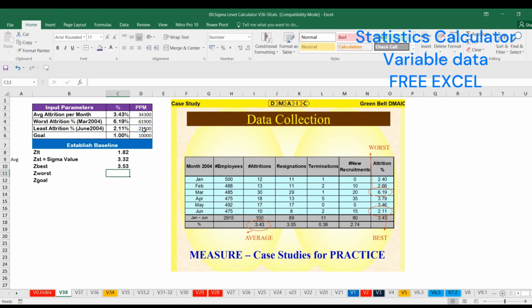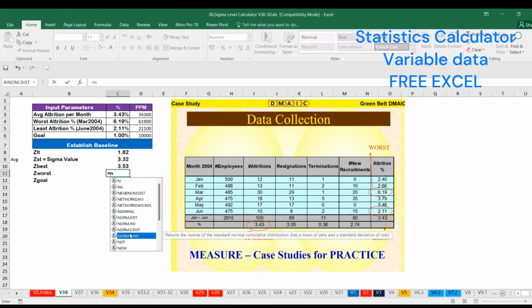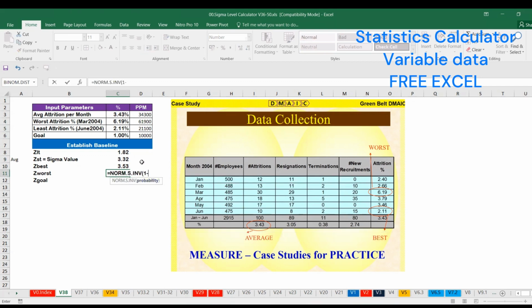1.5. So this is the best one. What is the worst one? N, again you do it, sorry, N, and then you can just do 1 minus, so this is the least one we are talking about. The worst one, the least one, is that the least how much attrition has happened, right? 1 divided by 1 the power of 6 plus 1.5, right?